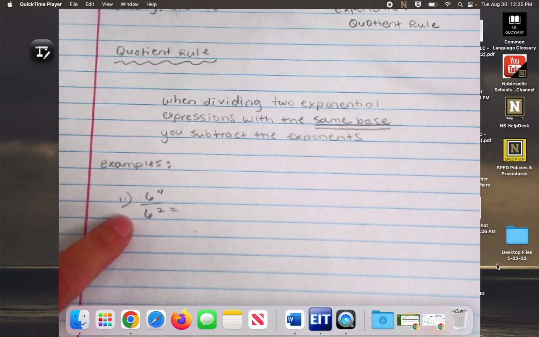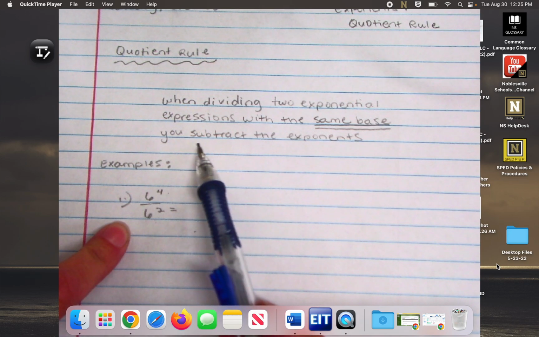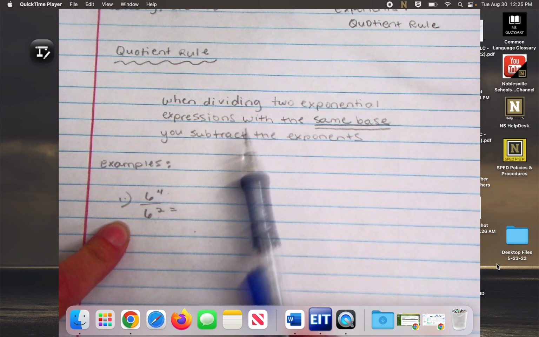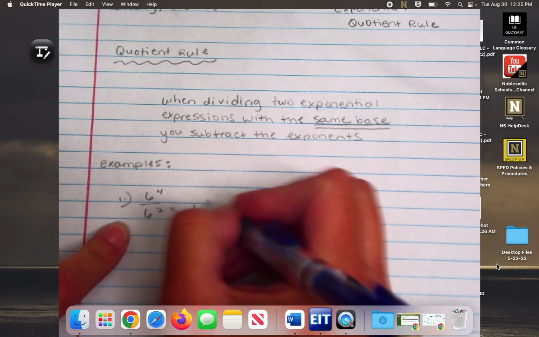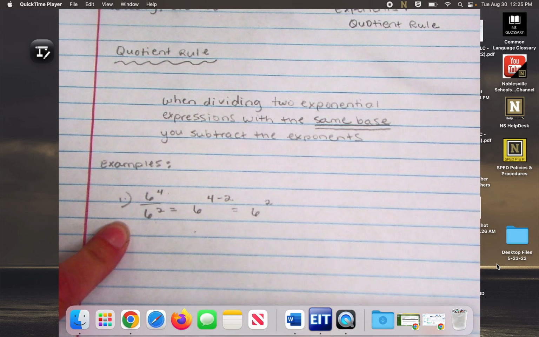Based on this rule here, I have the same base. So what am I going to do with this 4 and this 2? Gabriel? What am I going to do? I'm going to subtract, right? So now I have 4 minus 2, and I get 6 squared. Okay.